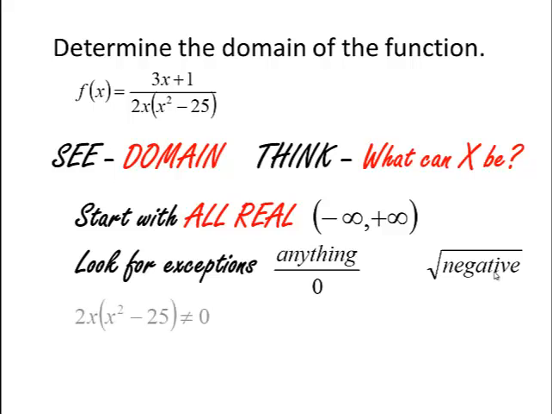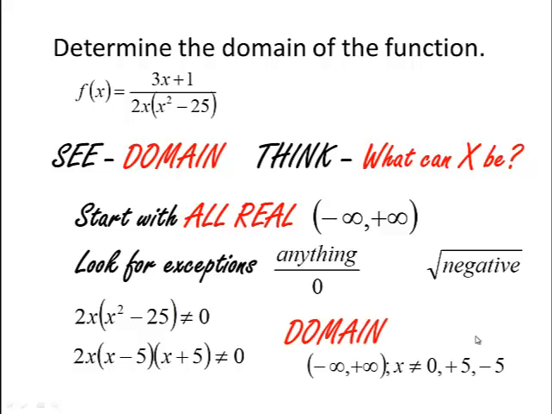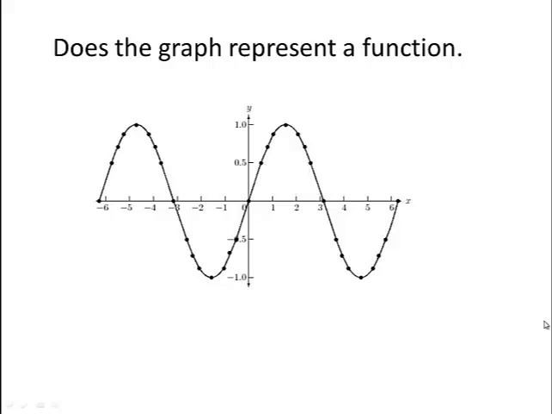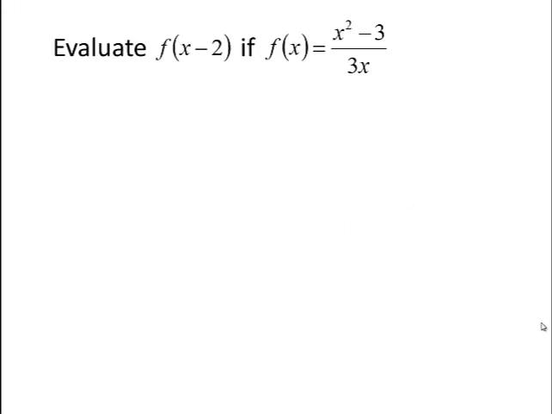So we just want to make sure that the denominator is not 0. So when it's not 0, you solve this factor, use the zero product property, and you get all real numbers except x cannot be 0, 5, or negative 5. That is your domain. Vertical line test states that this is a function. In fact, this is a sine function.